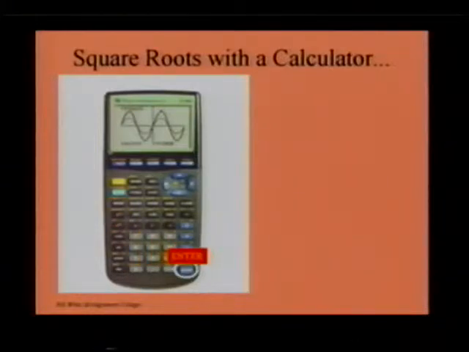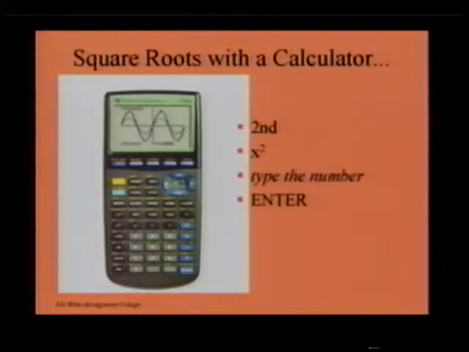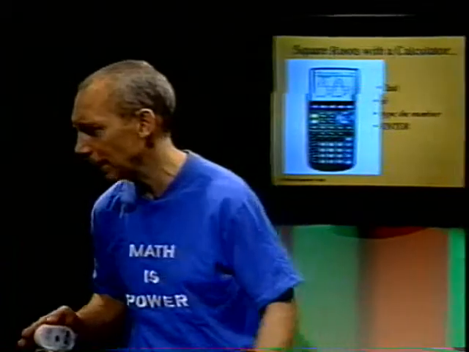Okay? And after we've put that in, we're going to actually hit enter to tell it to give us the answer. So basically, we'll be hitting in this order to take the square root of a number. The little button that says second, x squared button. Okay, it's not the x button, but the x squared button. Then we'll type the number, and then we'll hit enter. Okay, now let's try it. Let's go over here and actually try it.